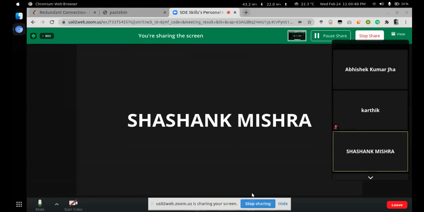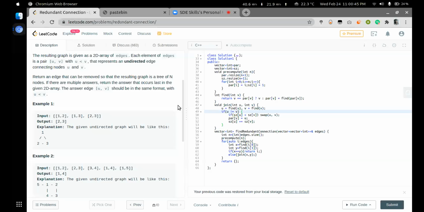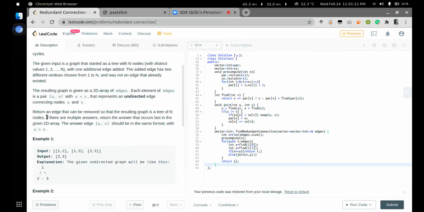Yeah, okay. So I tried to optimize the DFS approach itself, but the only problem in the DFS approach is that they have mentioned here that if there are multiple answers, return the answer that occurs last in the given 2D array. So this is the main problem. If we need to optimize the DFS approach, I don't know which edge to remove, since there can be multiple possible answers. If this was not the case, where I need to return any of the edges, then I thought of one solution. So I will just give a walkthrough.